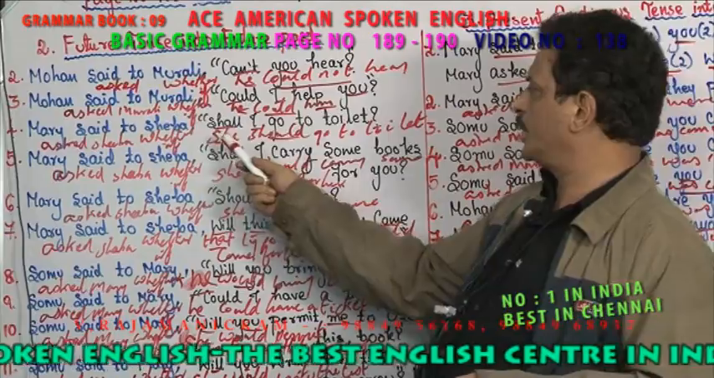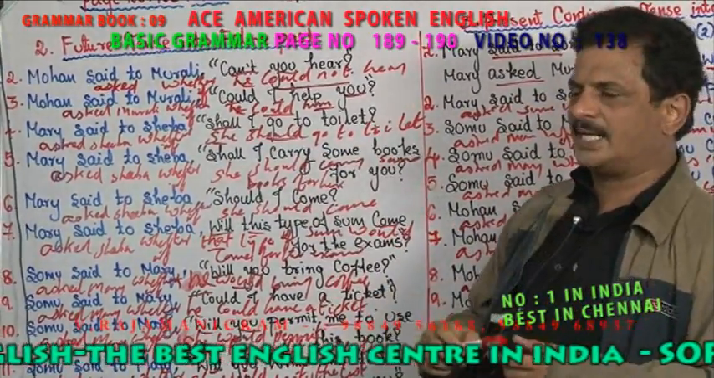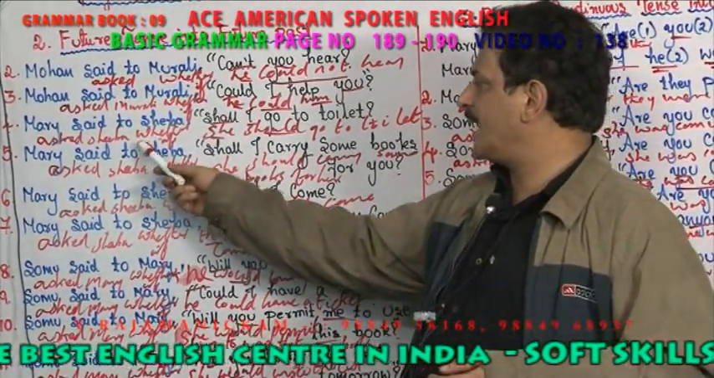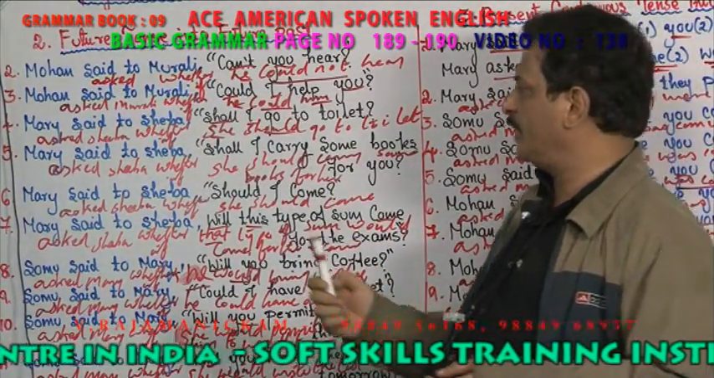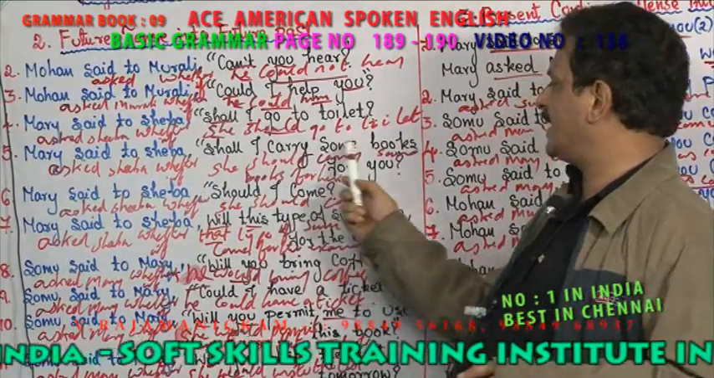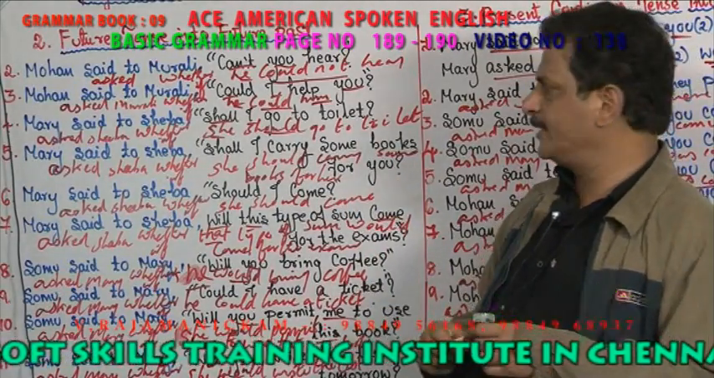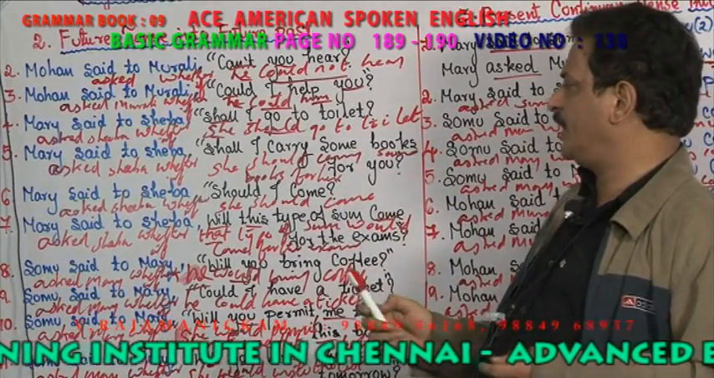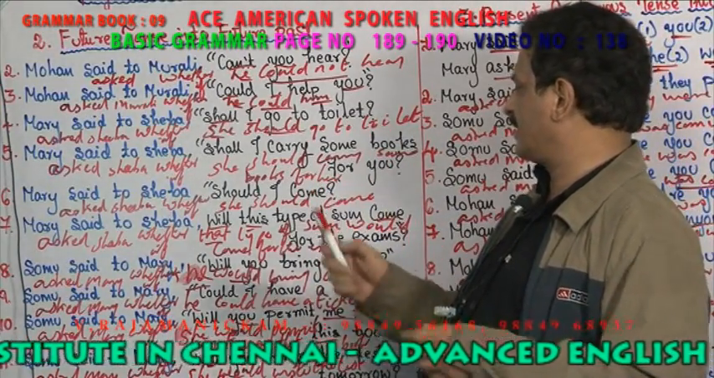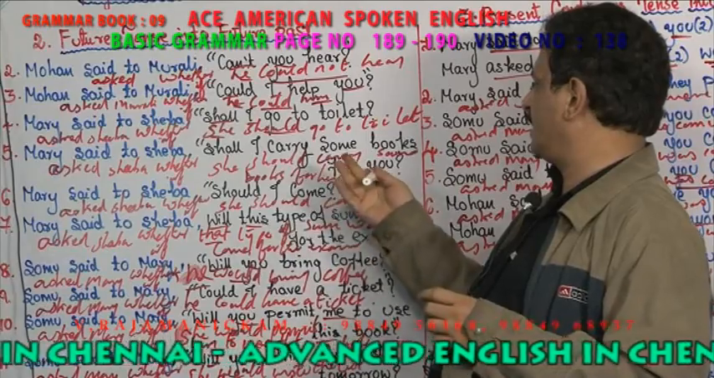அடுத்தது Mary said to Sheba, shall I go to toilet? நான் டாய்லெட்டுக்கு போகட்டுமா? So Mary asked Sheila whether she should go to toilet. அவள் டாய்லெட்டுக்கு செல்ல வேண்டுமா? Mary said to Sheba, shall I carry some books? நான் சில புத்தகங்களை எடுத்து செல்லவா? So Mary asked Sheba whether she should carry some books என்று வர வேண்டும். For her, for you என்பது for her ஆக மாறிவிடுகிறது.